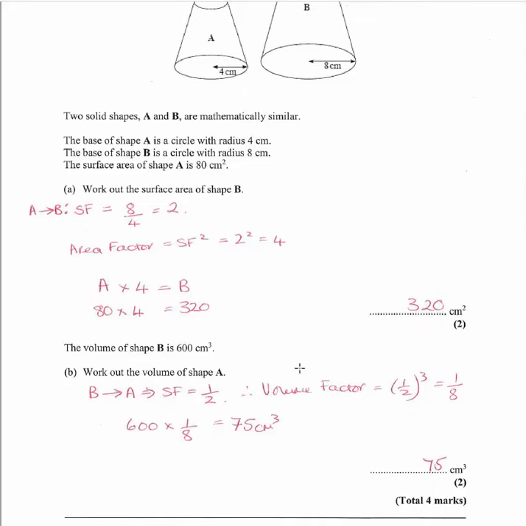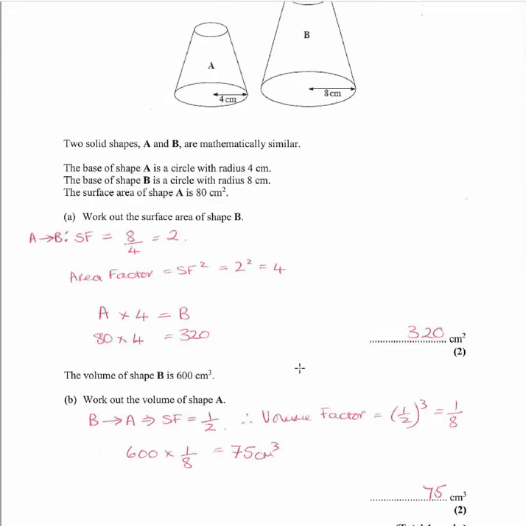Now, volume continues in a similar way. If you imagine a 1 by 1 by 1 cube, its volume is 1. But a 2 by 2 by 2 cube has a volume of 8. So the volume has gone up by 2 cubed, 8. Even though the lengths are twice as big, the areas are 4 times as big, 2 squared, and the volume is 8 times as big, 2 cubed. So this has a volume 8 times bigger than this. So if this has a volume of 600, then we need to divide that by 8 to get 75, and that will be the volume of that shape.